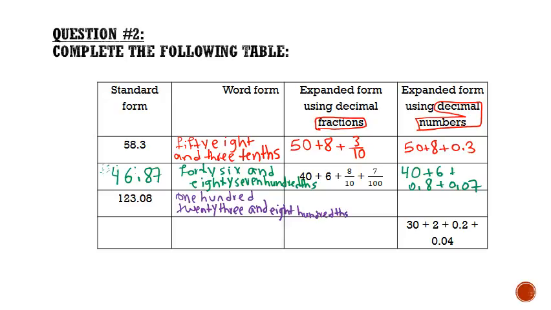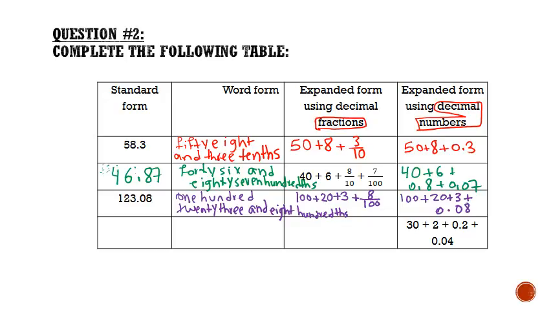Is it clear? How do I write it in expanded form using decimal fractions? 100 plus 20 plus 3 plus 8 over 10, 8 over 100. Excellent, over 100. Please write it in the expanded form using decimal numbers. 100 plus 20 plus 3 plus 0.08. Very good, that's it.